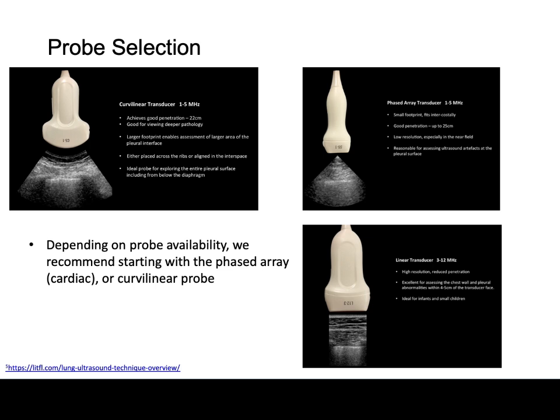The linear transducer has a higher frequency of 3 to 12 megahertz and allows for high resolution but reduced penetration. This is excellent for assessing the chest wall and pleural abnormalities within 4 to 5 centimeters of the transducer face, and ideal for infants and small children. Depending on probe availability, we would recommend starting with the phased array probe or curvilinear probe if available.